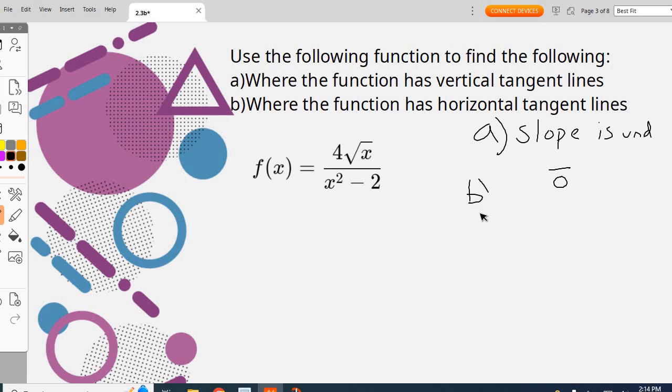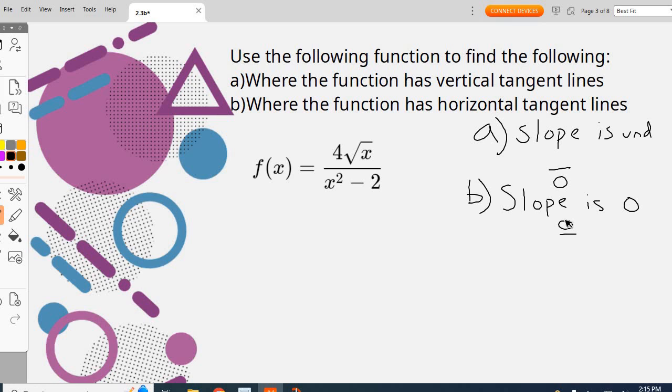Now, on the second part, again, we're looking at the tangent lines. This time it asks me for horizontal tangent lines. What is our slope for a horizontal line? Okay, so now we're going to look for where the top is 0 instead. Yes?